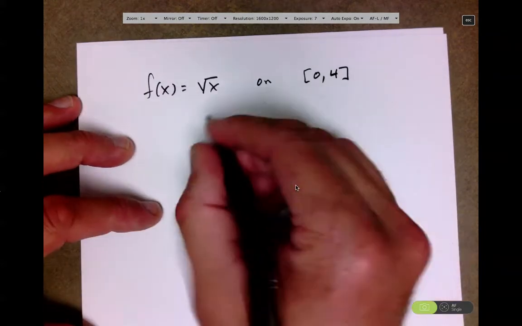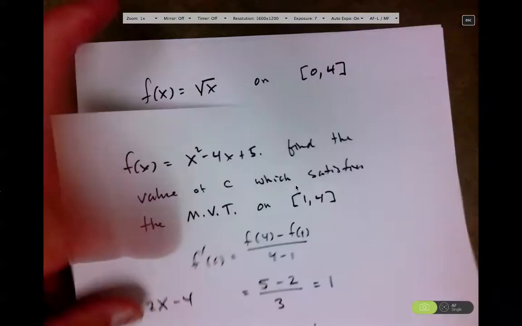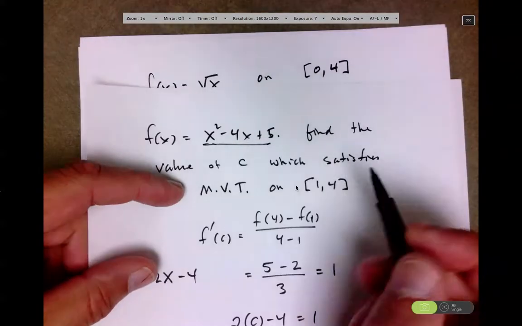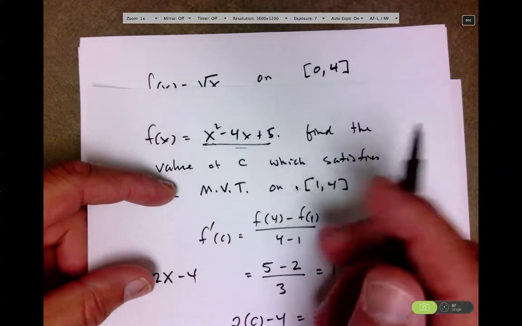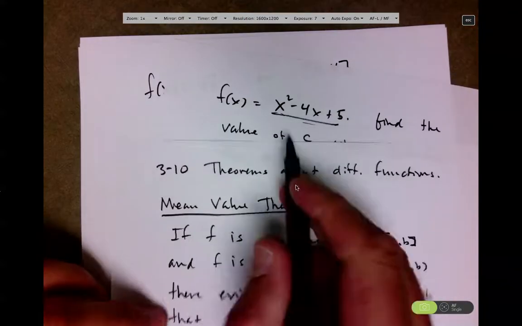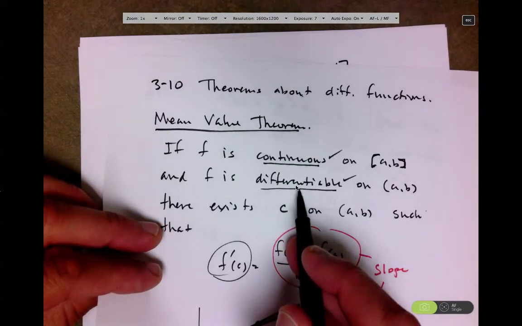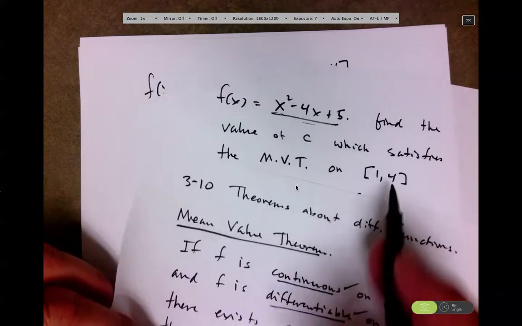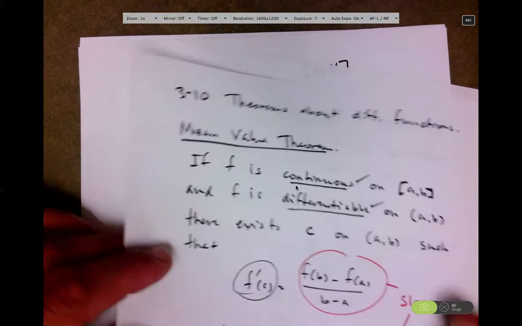Okay, so first of all, I guess that I didn't mention that we know that this function is continuous. It's a parabola, and we know that any kind of a polynomial function is continuous. And then also, the derivative of that function ends up just being equal to 2x minus 4, which is also defined everywhere between 1 and 4. So the two conditions here, continuous and differentiable, are satisfied.